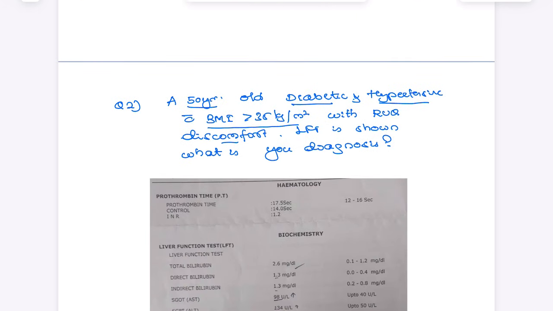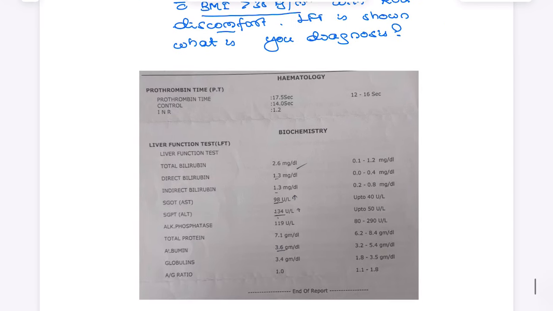Here is a 50-year-old, middle-aged diabetic hypertensive with BMI more than 35 kg per meter square with right upper quadrant discomfort. His LFT is shown. What is the diagnosis? Total bilirubin is elevated. Your enzymes are also elevated, where ALT is more than AST, and ALP and proteins are normal. So we'll come to the diagnosis later at the end of this discussion.